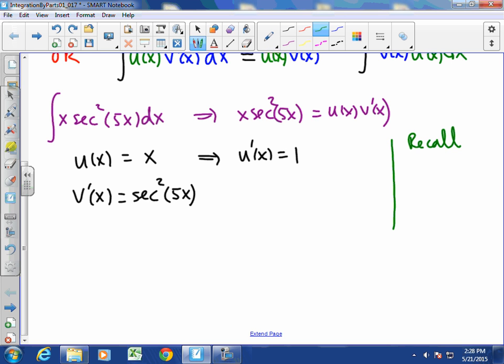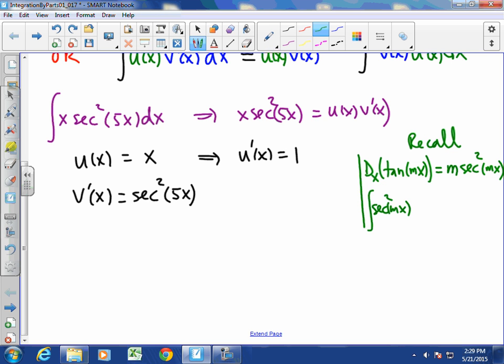And so we can also recall the derivative of tangent of mx is m secant square of mx. It means that the integral of secant square of mx dx is 1 over m tangent mx plus a constant. So in this case, it means that v of x is 1 over 5 tangent of 5x.